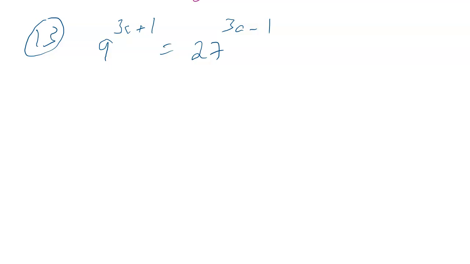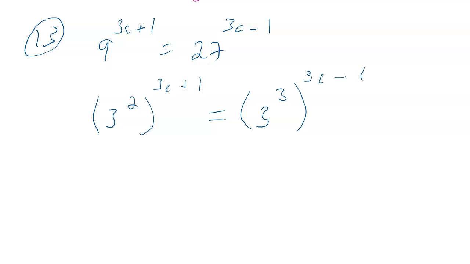Okay. You have to be careful, but the 9 to the something is going to give us 27. It'd be some rational exponent. You have to get these into base 3. So I'll say 3 squared raised to the 3c plus 1 is equal to 3 cubed raised to the 3c minus 1, which isn't bad. This is 3 exponent raised by an exponent. We multiply, so we get 6c plus 2, and we get 9c minus 3.